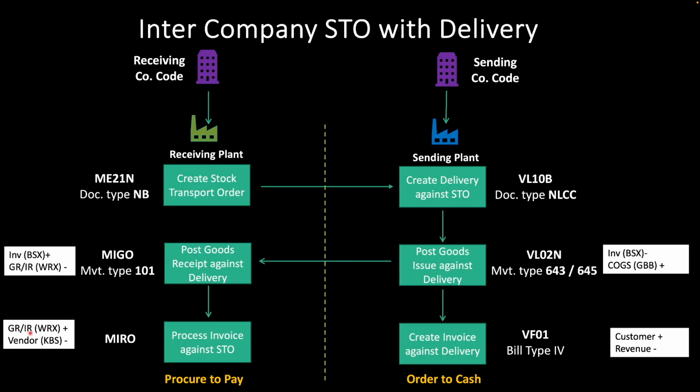That is, the GRIR account will get cleared and you have a credit entry against the vendor. In this case, the vendor is the supplying plant. So you can see here 4 sets of accounting documents are getting posted in this whole process at each stage.